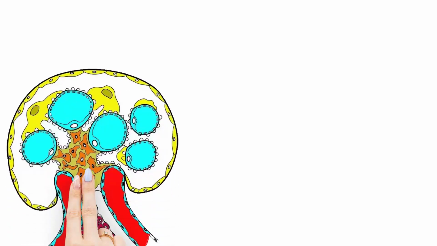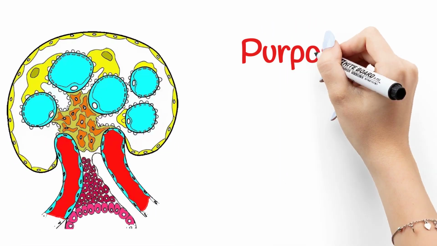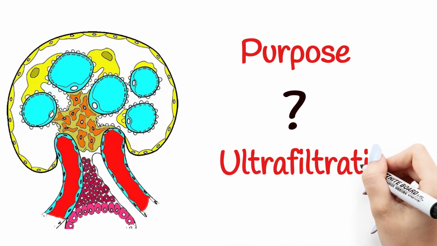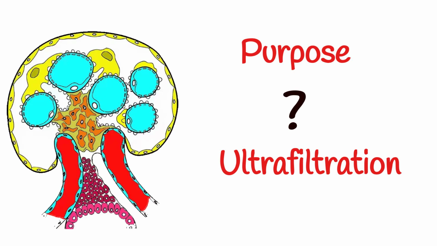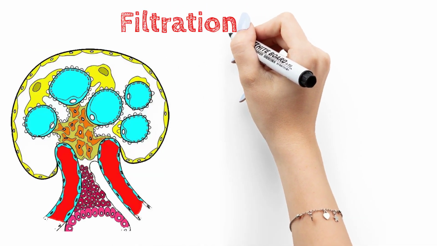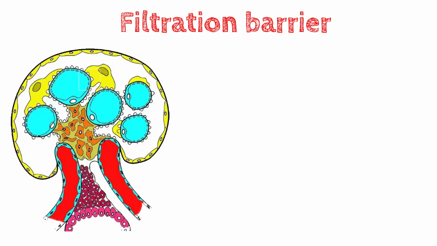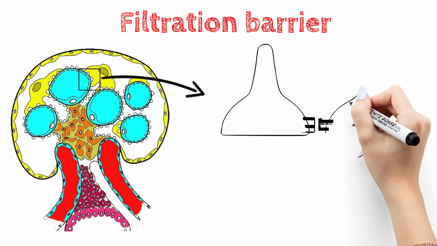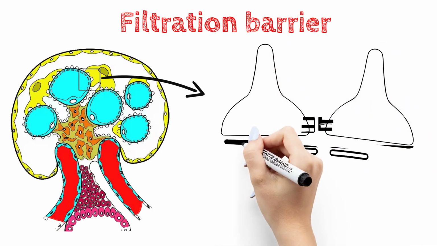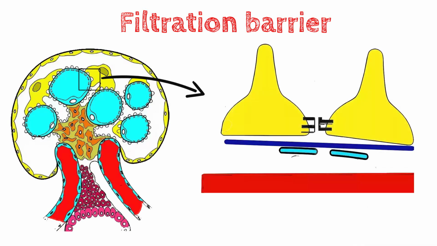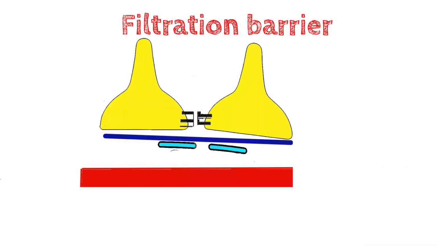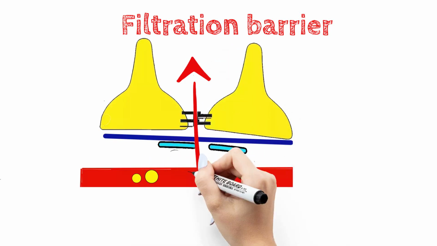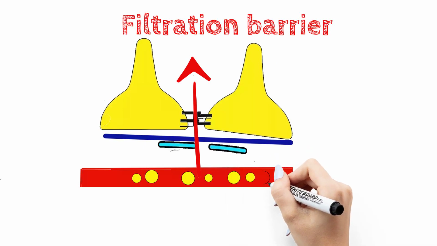What is the purpose? The purpose of the glomerulus is ultrafiltration of blood. The filtration of blood occurs through a barrier called the filtration barrier, which is composed of three layers. The filtration barrier allows small molecules to pass from the blood vessels into the nephron but prevents large molecules from entering.